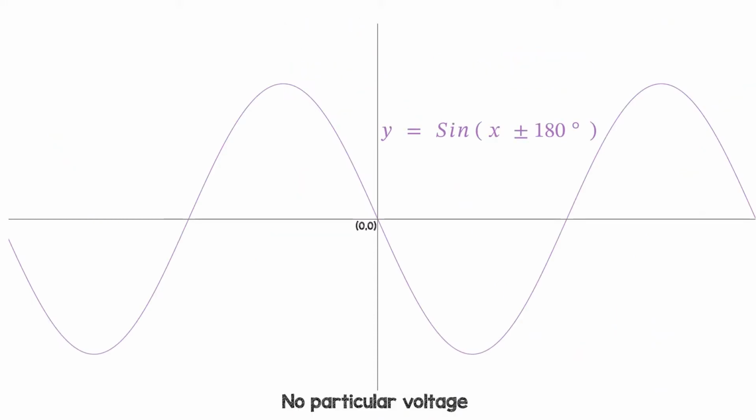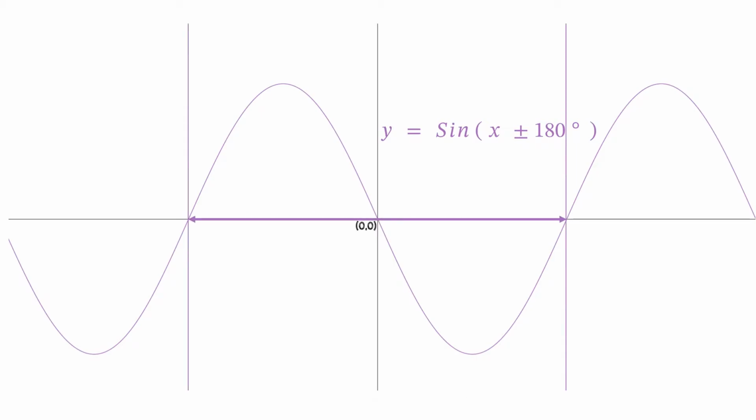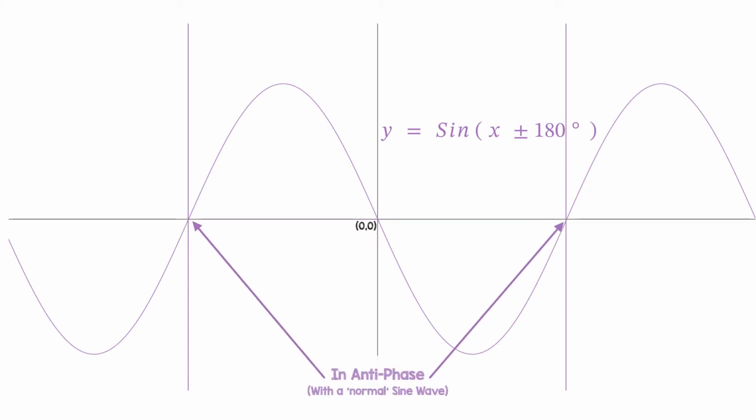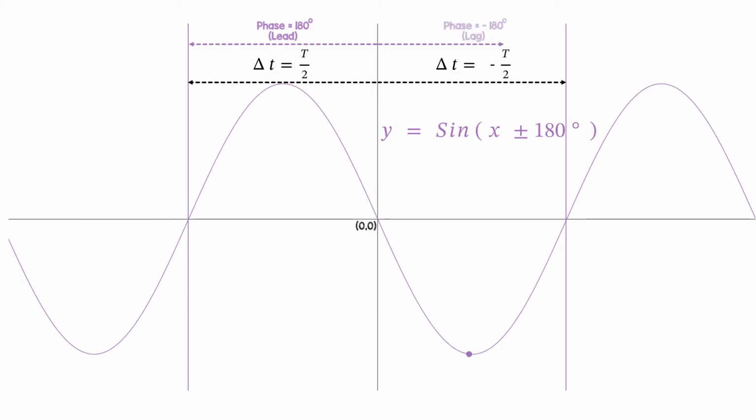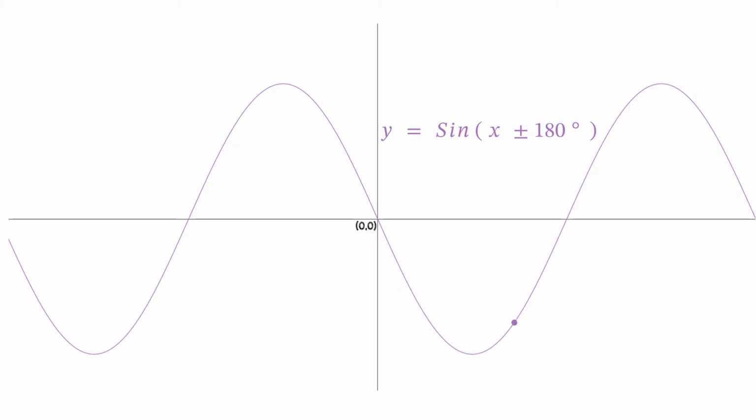This is a graph of y equals sine x plus or minus 180 degrees. It has the same period as all the other waveforms, and it's said to be in antiphase with a normal sine wave. We could see it as starting with a lead of 180 degrees or half a waveform, or we could see it as starting 180 degrees later compared to a normal sine wave, or having a phase of minus 180 degrees. Either way, it looks the same. And this is actually a graph of y equals minus sine x. It's an upside down sine wave.